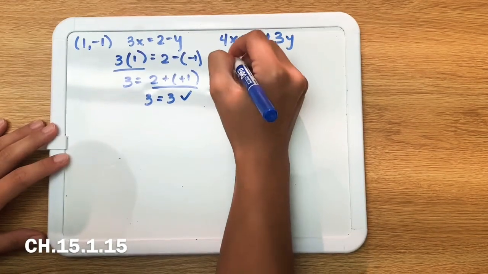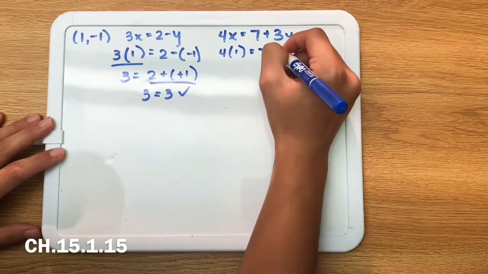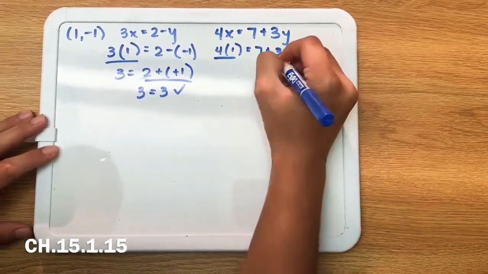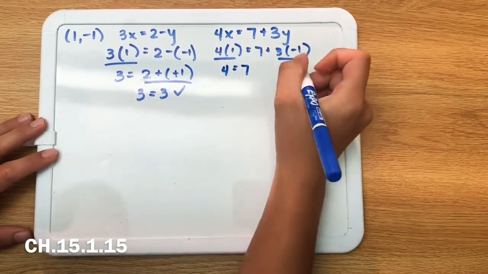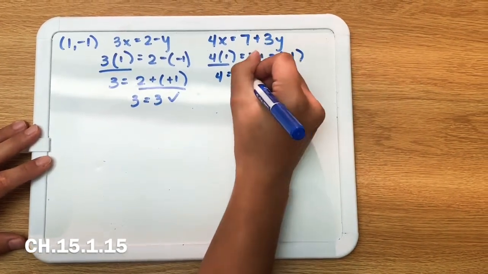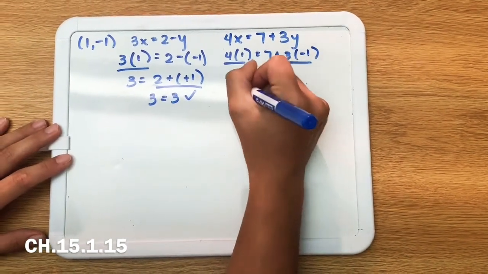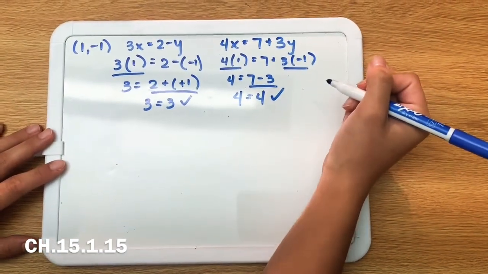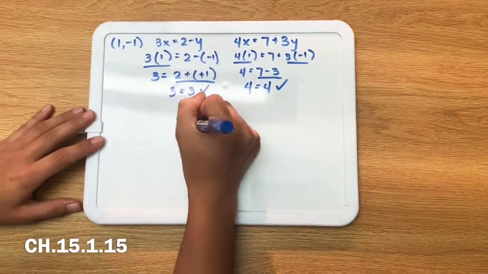You can do the same thing over here. Plug in the x point and the y point. So it becomes 4 times 1 equals 7 plus 3 times -1. Do the multiplication first. 4 times 1 equals 4. Then 7. 3 times -1 is -3, so it'll become 7 minus 3. You just do the subtraction there, and it'll become 4. Both sides are equal, and that also checks out. So this is an ordered pair, the solution. So you would write yes.